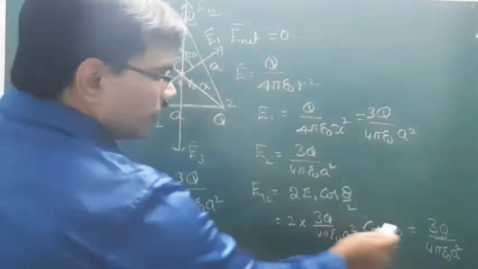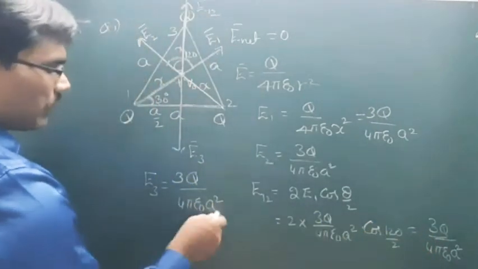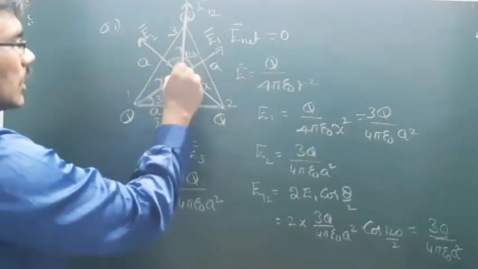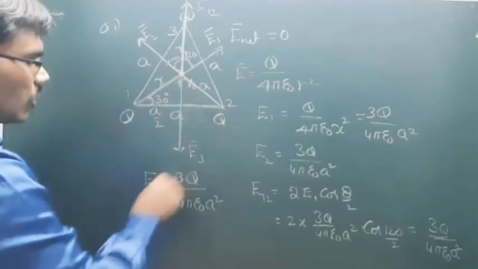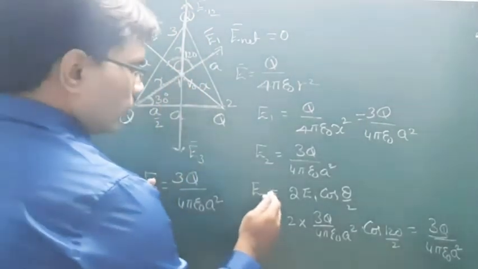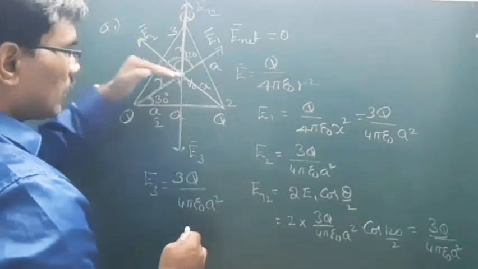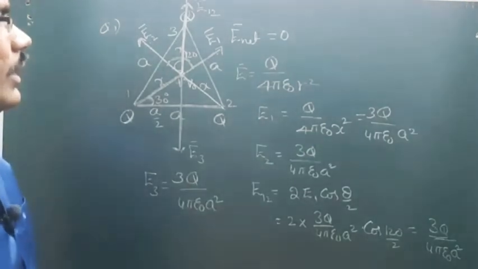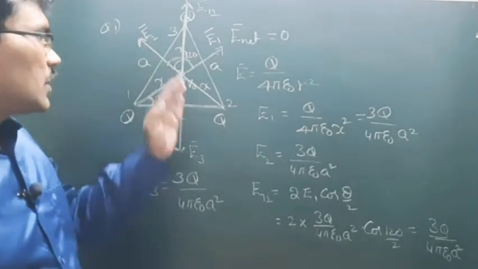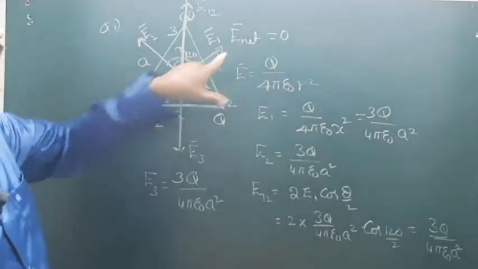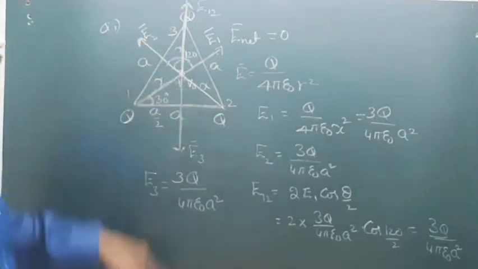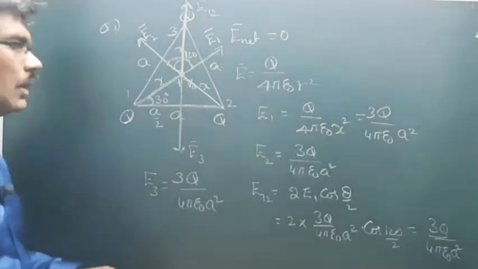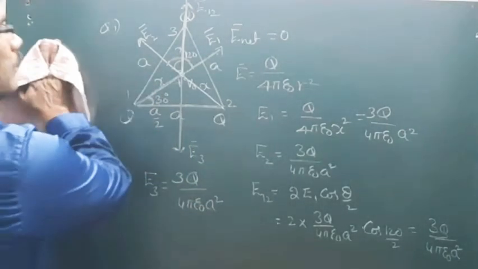So the resultant of E12 is 3q by 4 pi epsilon naught a square acting vertically upward, and the field due to the third charge is the same value but acting vertically downward. If you add these two, one is upward and the other is downward with equal magnitude. Therefore the net electric field at the center will be zero. So this is the proof that the net electric field at the centroid of this equilateral triangle is zero, right? Now this is very important.